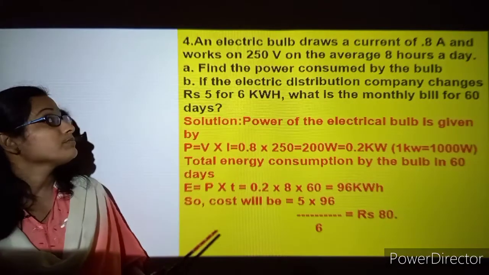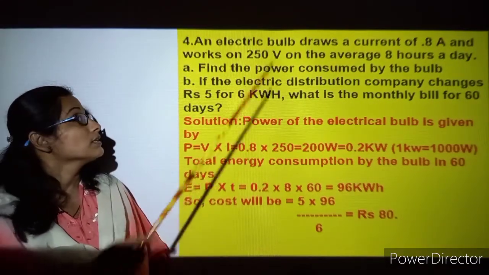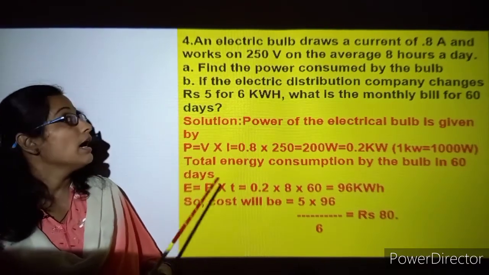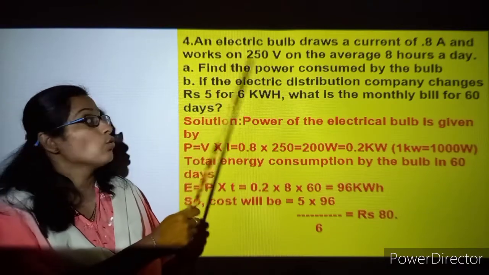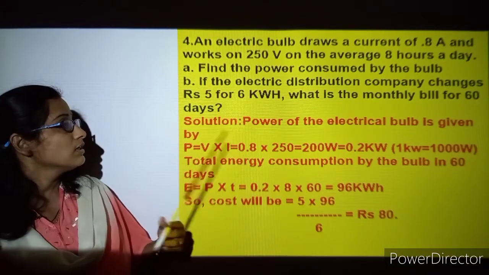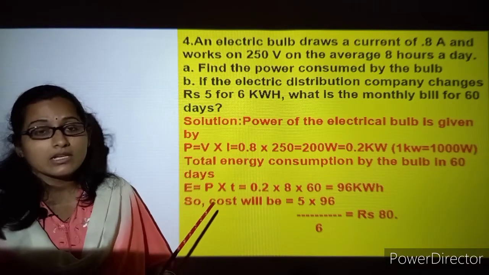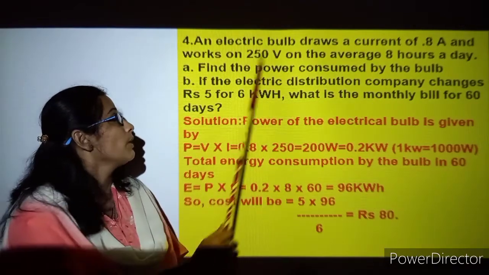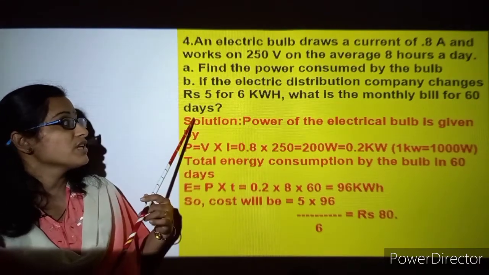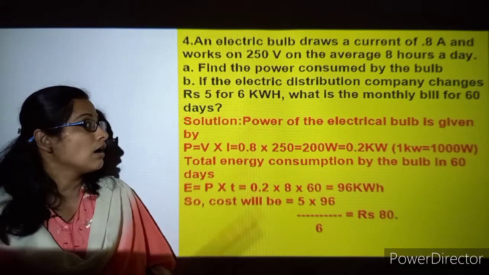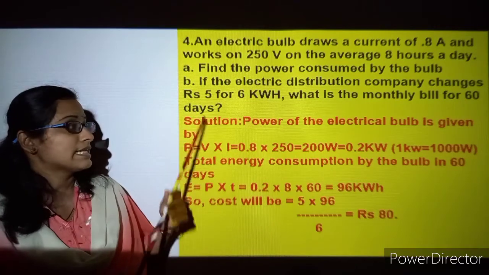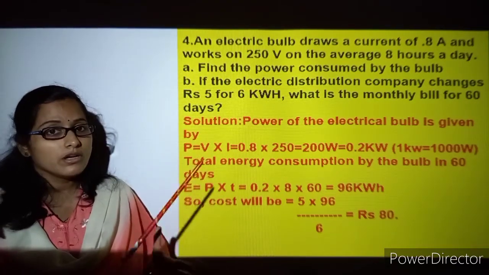So next one, we'll see this. An electric bulb draws a current of 0.8 ampere and works on 250 volt on average of 8 hours a day. What you need to find is the power consumed by the bulb, and if the electric distribution company charges rupees 5 per 6 kilowatt hour, that is kWh, what is the monthly bill for 60 days? For 60 days you should calculate the monthly bill.